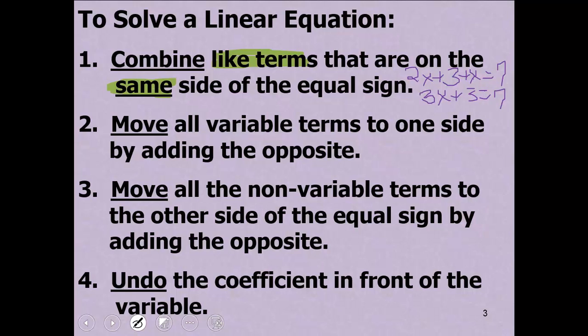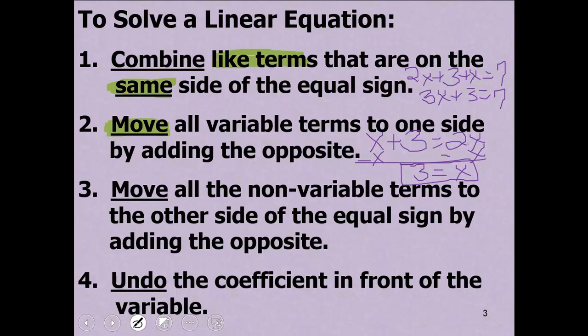The second step is we're going to move all variables to the same side or one side by adding the opposite if we need to. This is going to look something like x plus 3 is equal to 2x. You see how I have an x on the left and I have an x on the right? What we're going to do is move by adding the opposite. Notice here we combined, and now we're moving by adding the opposite. So I get 3 is equal to x.